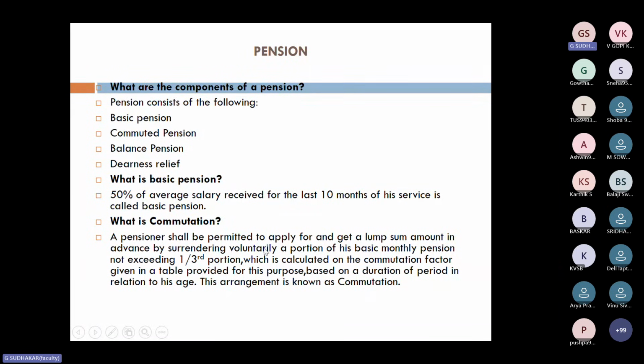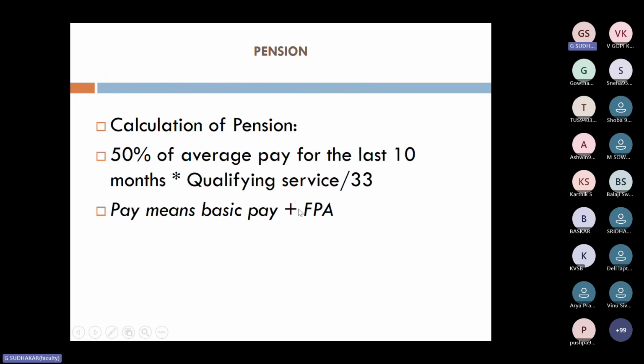Suppose an employee drawing 1 lakh wants to commute 1/3 of the portion. Normally he will get around 15 to 16 lakhs as commutation amount at the initial stage itself. Many retired employees opt for commutation because they get a lump sum upfront, and this commuted amount will be restored after 15 years. That is, from the age of 65 to 70 or 75, he will get the full pension. So that is one part.